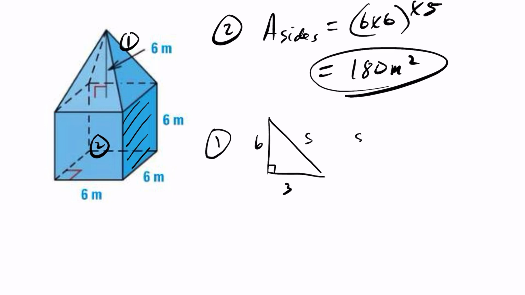And I'm going to go ahead and calculate for my slant height. So this is going to be 6 squared plus 3 squared. You're going to end up getting that S is equal to the root of 45, which is approximately 6.71.